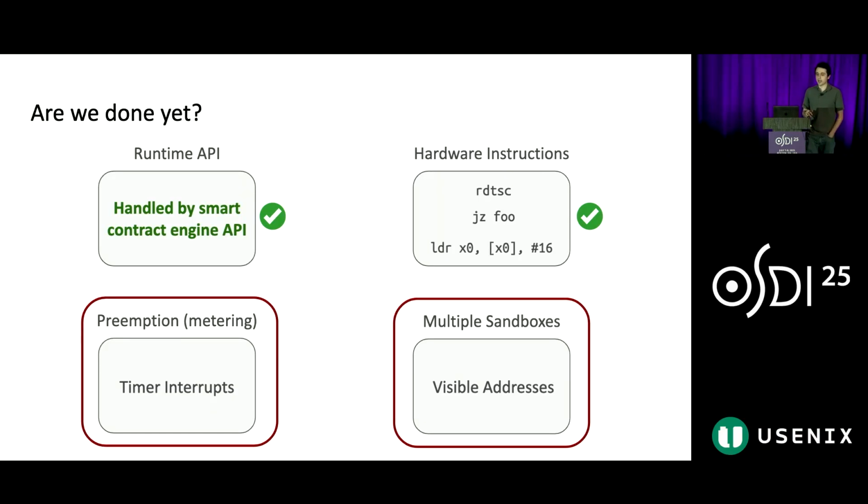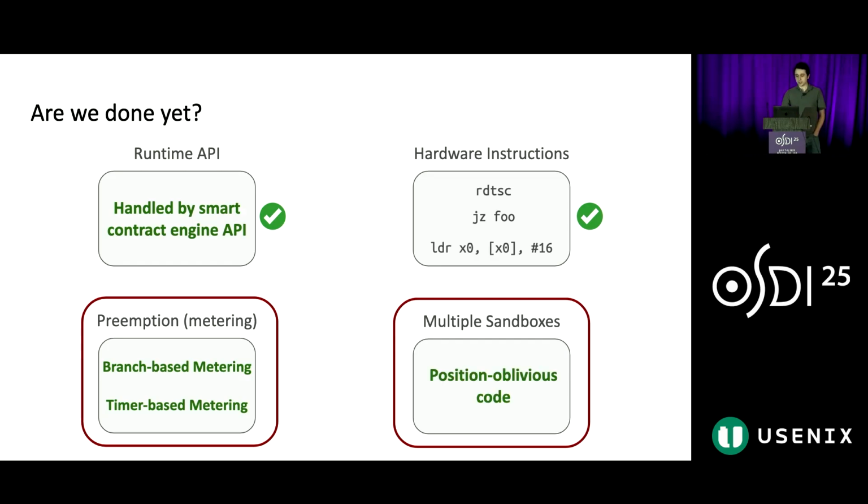Next, we're going to look at how we do deterministic preemption and handle the multiple sandbox case. First, I'll tell you about two forms of metering, branch-based metering and timer-based metering. After that, our solution for multiple sandboxes, called position-oblivious code.